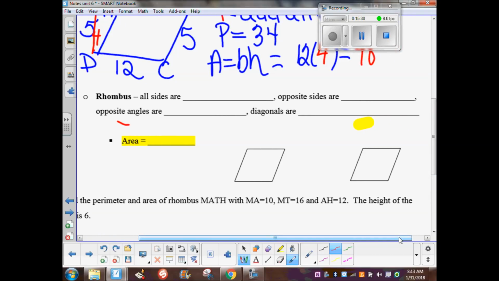All right, rhombus. Rhombus is like a square that's been pushed to the side, so it's leaning. So all the sides are congruent. Opposite sides are parallel. Opposite angles are congruent. And the diagonals, to add a little something extra in here, are perpendicular.